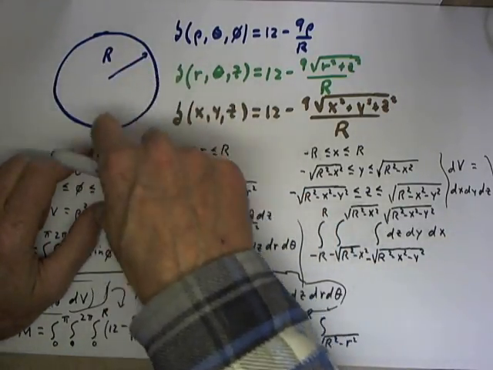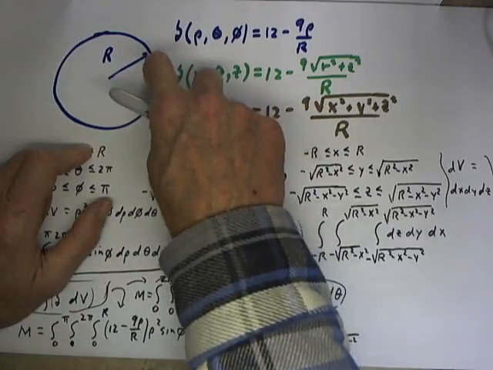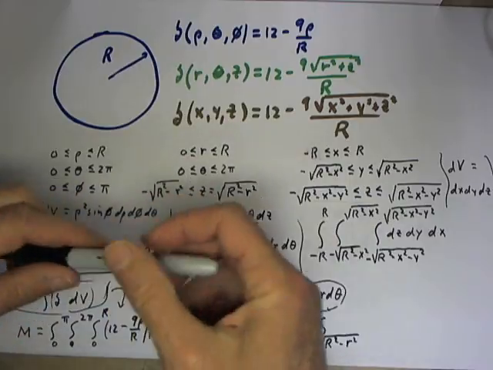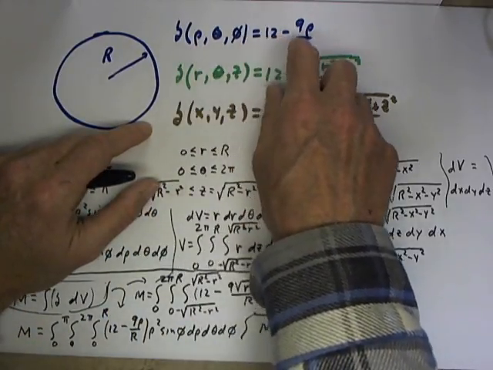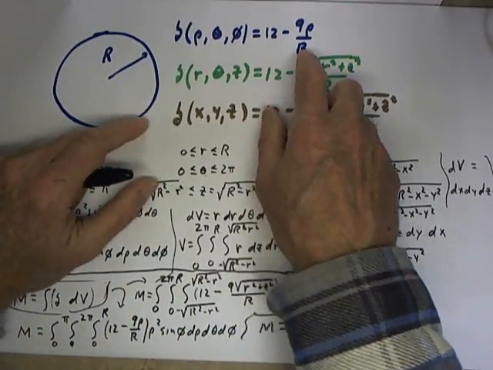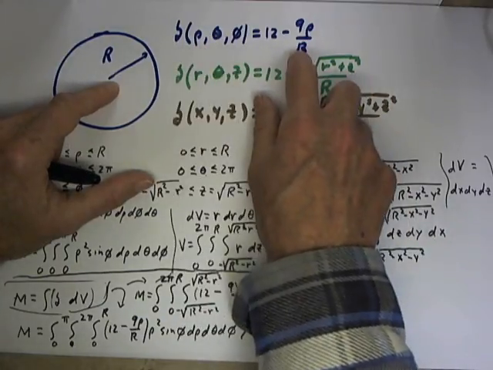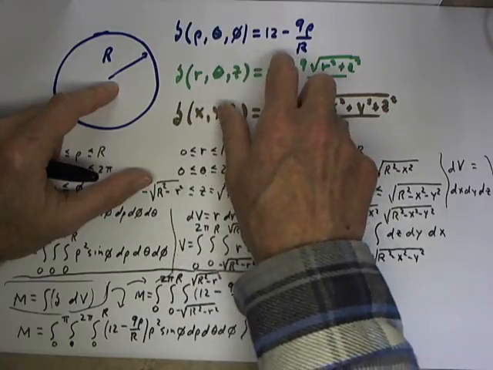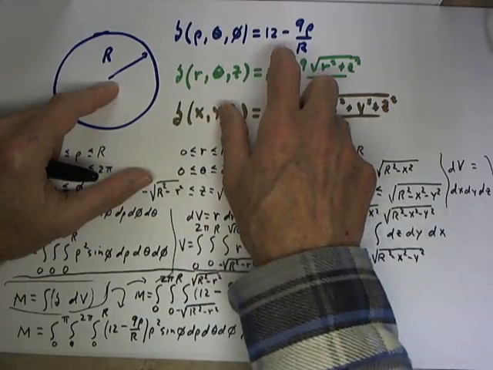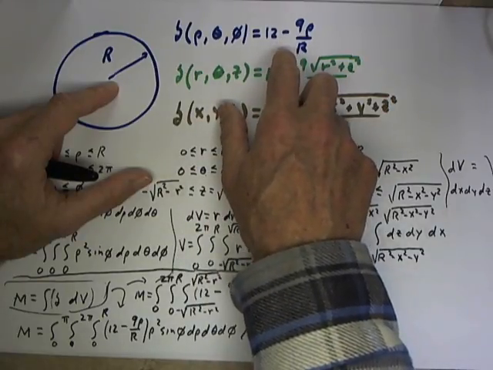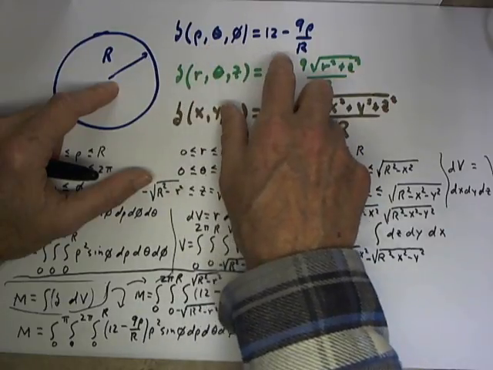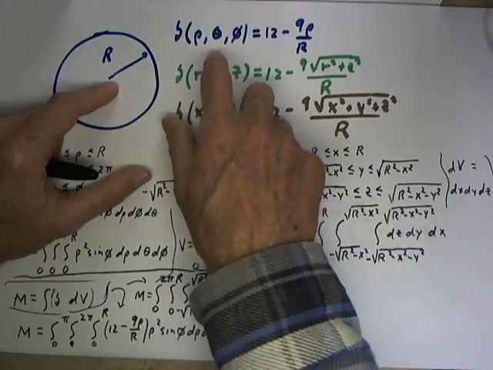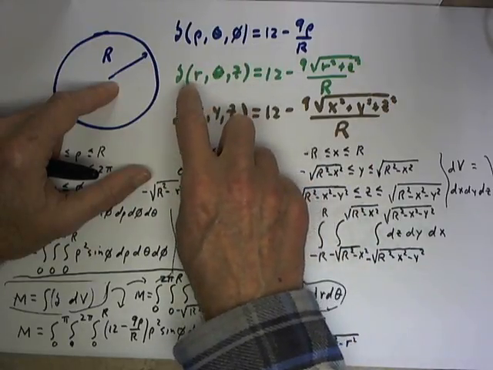Once again, we're considering a sphere of radius big R. In previous examples, this represented the Earth with a density function 12 minus 9 rho over R. We previously integrated to find the mass and the moment of inertia, reconciled at least the mass and pretty much the moment of inertia with the accepted and expected values, and that seems to have worked out.